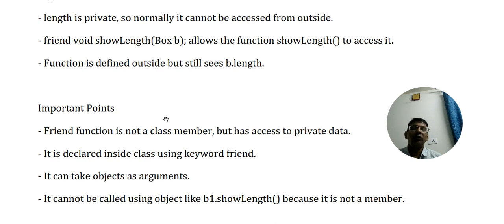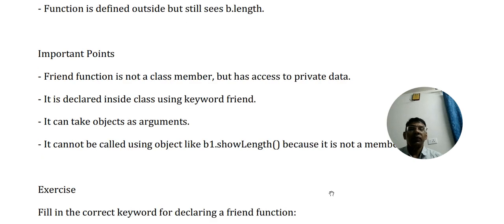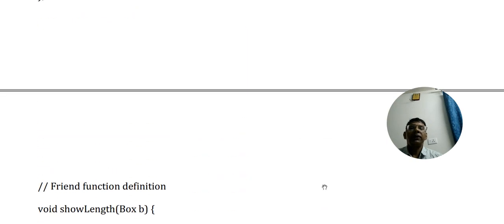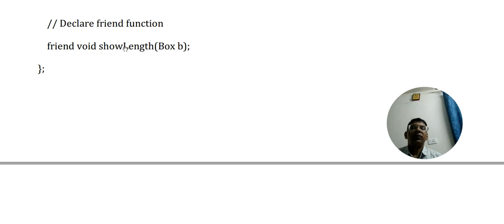What are the important points here? A friend function is not a class member but has access to private data. It is declared inside a class using the keyword friend. It can take objects as an argument. It cannot be called using an object like b.showLength because it is not a member. So the main thing here is that before the function name you have to use friend, and you can access the private data also.